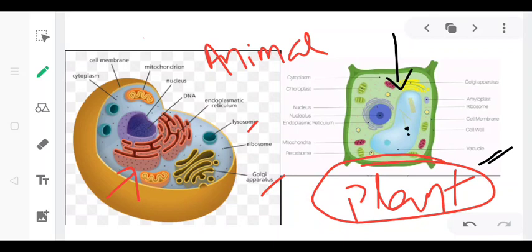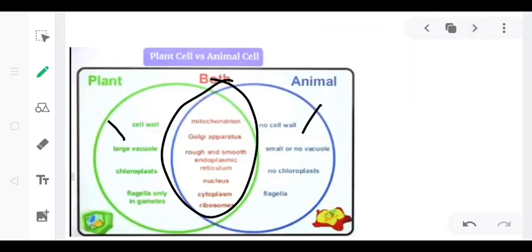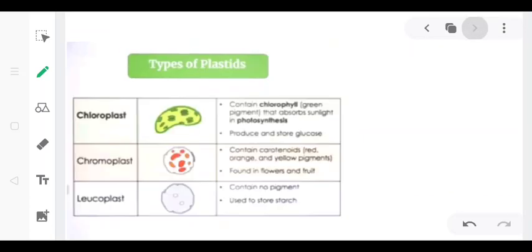So this is all about your chapter 5, the fundamental unit of life. Hope you understood the chapter.